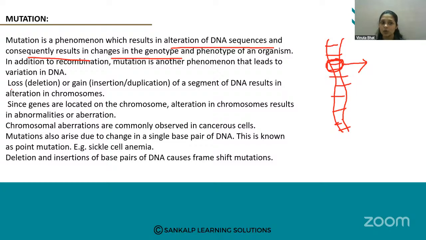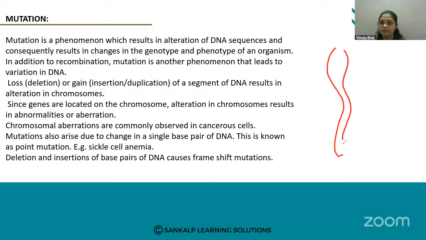ಓಕೆ, here loss or the deletion or gain or insertion or duplication of segment of DNA result in the alteration of chromosomes. ಇಲ್ಲಿ ನೋಡಿ, ಇದೊಂದು DNA ಅಂತ ಅನ್ಕೊಂಡ್ರೆ, ಈ DNA ಒಂದು ಎಕ್ಸ್ಟ್ರಾ ಎಡಿಷನ್ ಆದ್ರೂ ಕೂಡ ದರ್ ಇಸ್ ಎ ಅಬ್ನಾರ್ಮಲಿಟಿ. ಆರ್ ಒಂದು ಸ್ಮಾಲ್ ಪೀಸ್ ಡಿಲೀಟ್ ಆದ್ರೂ ಕೂಡ, ಸ್ಮಾಲ್ ಚೇಂಜಸ್ ಆದ್ರೂ ಕೂಡ ದಟ್ ರಿಸಲ್ಟ್ಸ್ ಇನ್ ಅಬ್ನಾರ್ಮಲಿಟೀಸ್ ಆರ್ ಅಬರೇಷನ್. Chromosomal aberrations are commonly observed in cancerous cells.